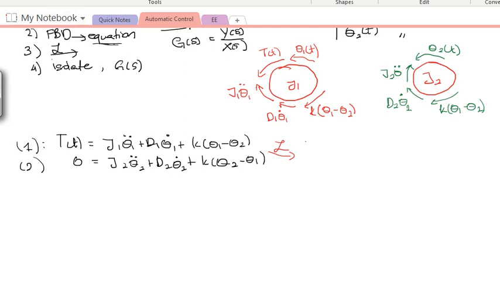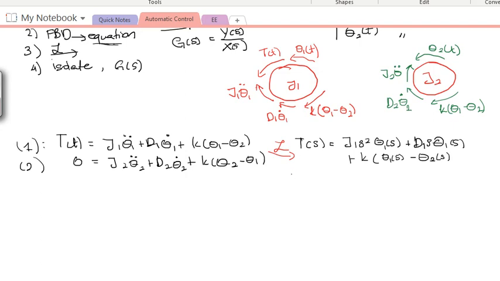By now, I think you know your Laplace table. T(t) becomes T(s) equals J1 s squared theta 1(s) plus D1 s theta 1(s) plus K times theta 1(s) minus theta 2(s), right?